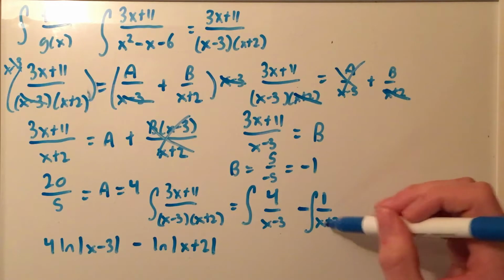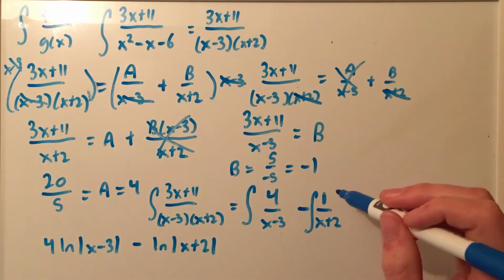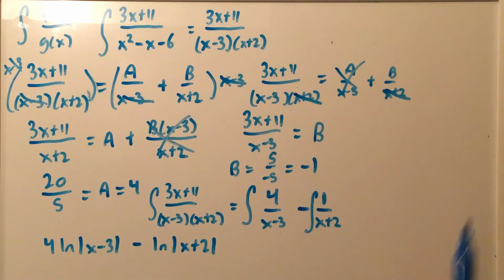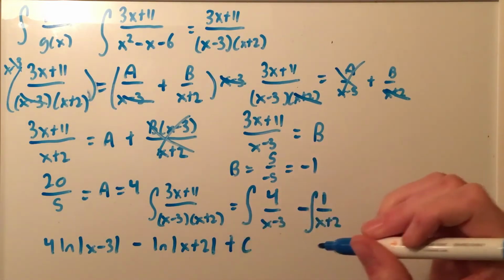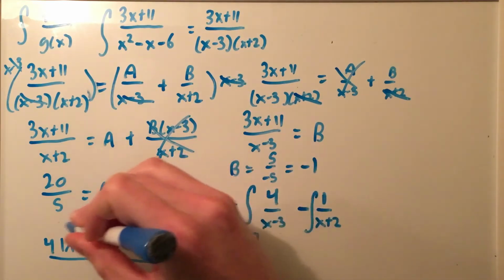So u-sub in u equals x plus 2. The du would be just 1. So you're basically doing the ln of x plus 2 to integrate that right there. So yeah, and then you have this. So you're just going to add the c to the end of this because it's an indefinite integral, and that's going to be your answer for this problem.